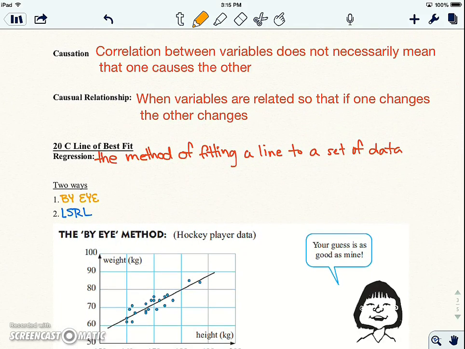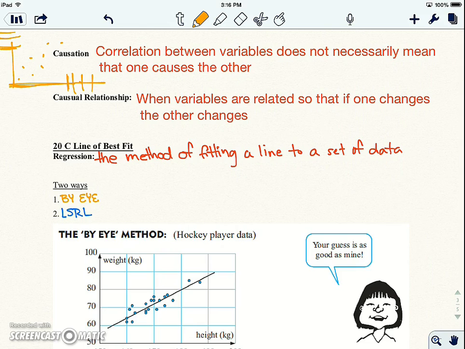Okay, so we have some more vocab words. Causation. That's the correlation between variables does not necessarily mean that one causes the other. For example, ice cream sales go up in the summer, and so do shark attacks. So you might have something look like this. The more ice cream that's purchased, the more people are eaten by sharks. But obviously, though there's a correlation there, ice cream does not cause shark attacks. It's just that summertime is when people buy more ice cream. Summertime is when people swim more and when the sharks come out.